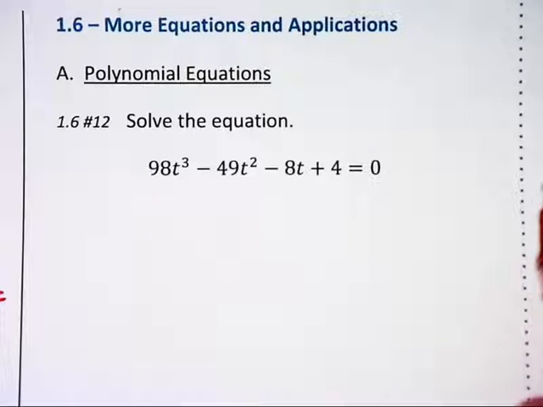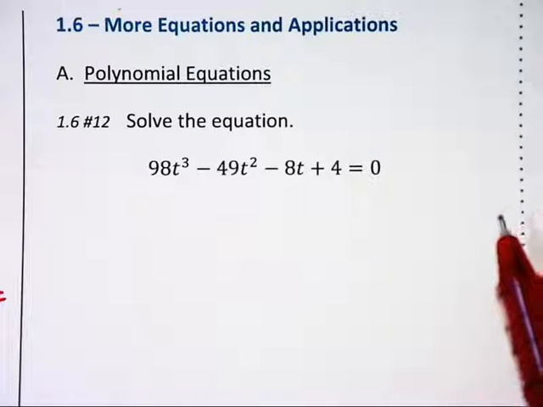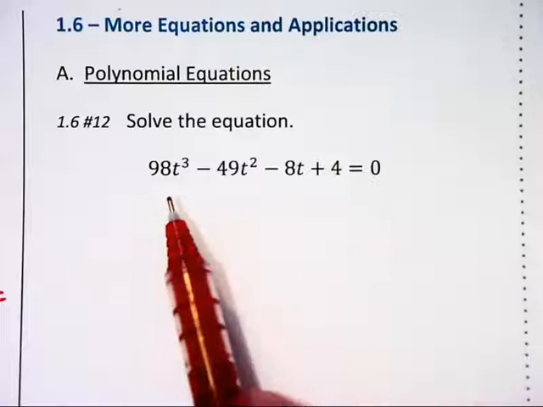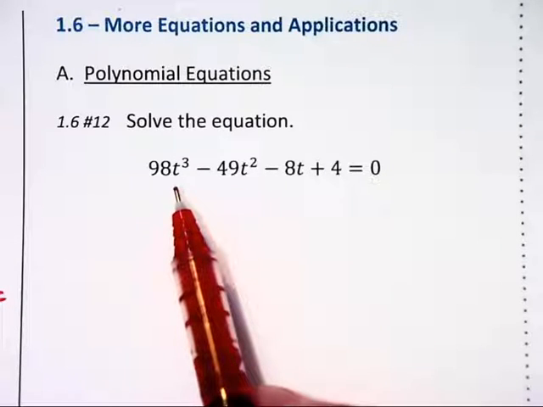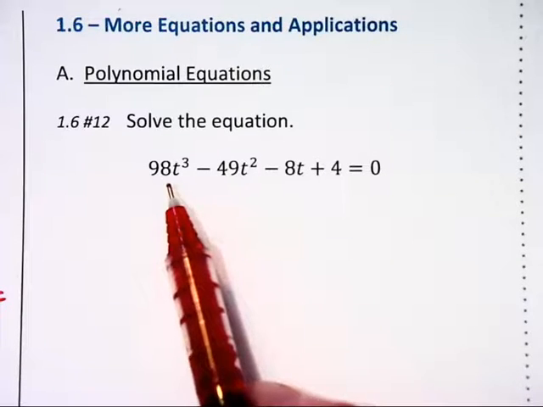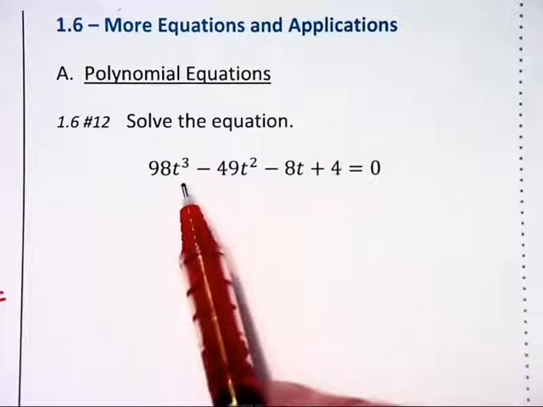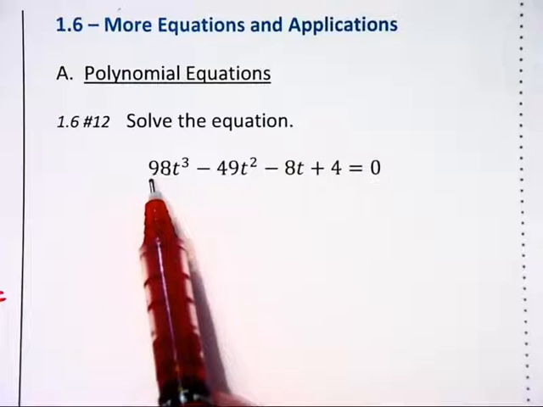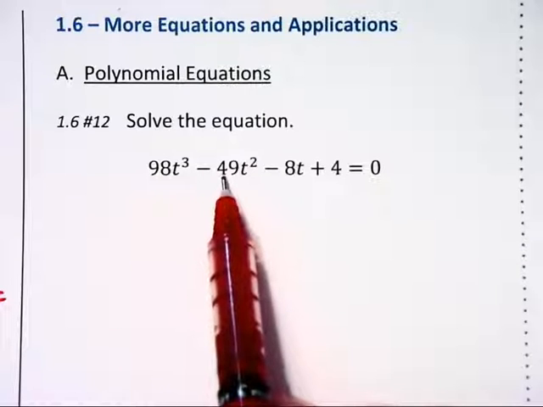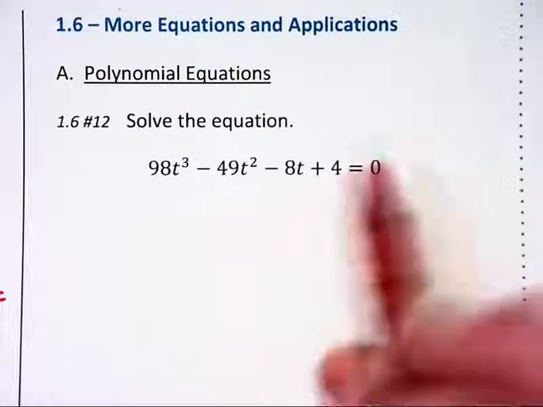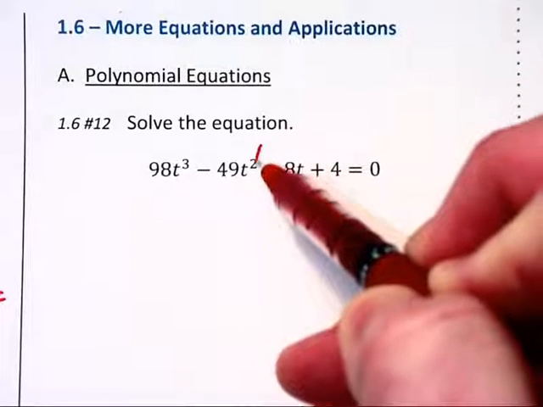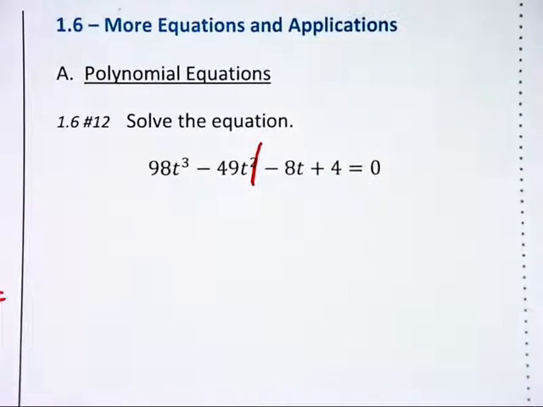In this section, we're going to solve a variety of types of equations. This first polynomial equation has a t to the third in it. We try to factor out a GCF from all four terms, but we notice there isn't any. But you'll notice that 98 is double the 49, as 8 is double the 4, and that clues us into the fact that perhaps we can use the grouping method to factor this equation.